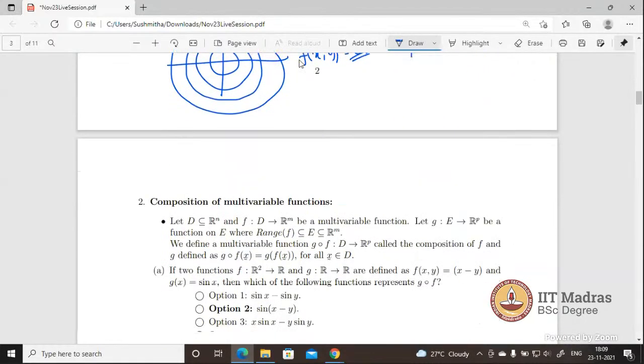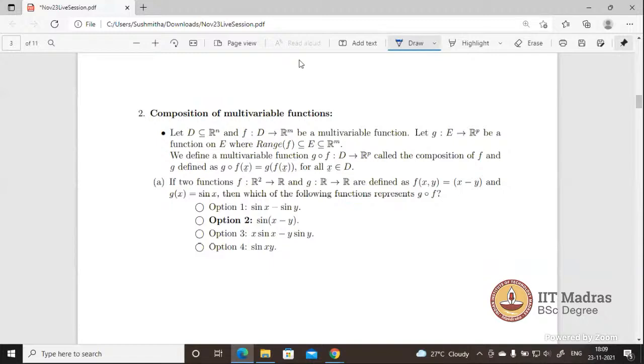So we know composition of functions when it is single variable, right? F composite g when it is a single variable function, how is it defined? It's f of g of x. Yeah. So the same way we can define it for multivariable functions as well. But what is the one thing that we need to keep in mind?